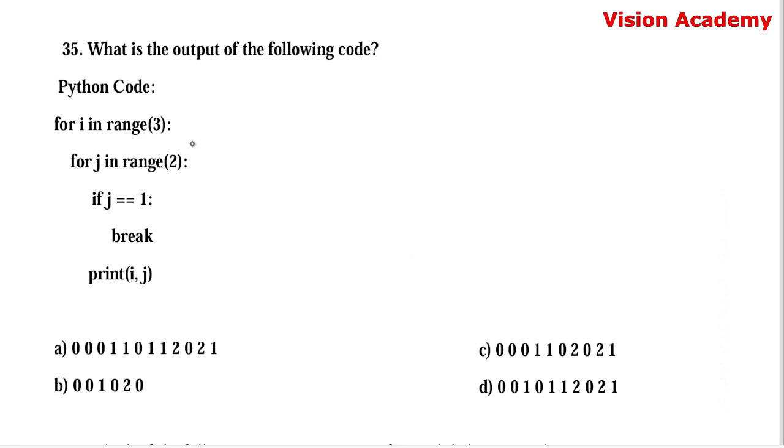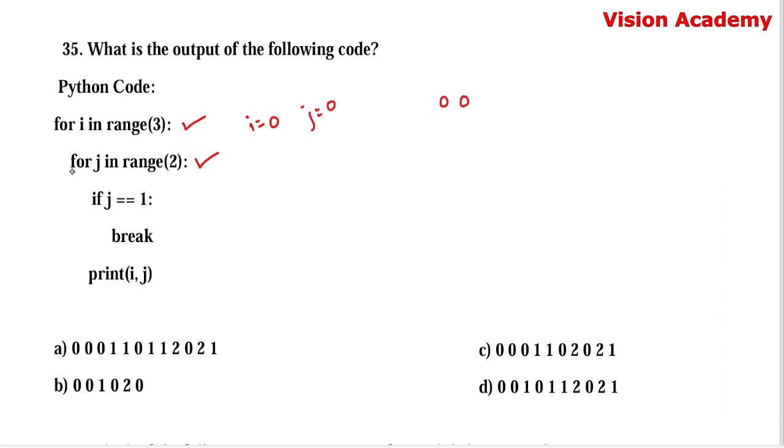Whenever we use a nested looping construct, the inner for loop will get executed first, then the outer for loop. For i in range, for the first time the i value is 0 and the j value is also 0. So here the j value is 0. Is 0 equal to 1? No, the condition is false. Once this condition is false, the break statement will not get executed. It is going to print the values of i and j. What are the values of i and j? i is 0, j is also 0.